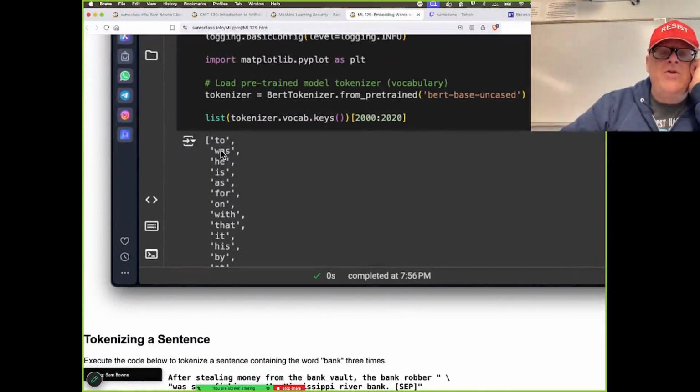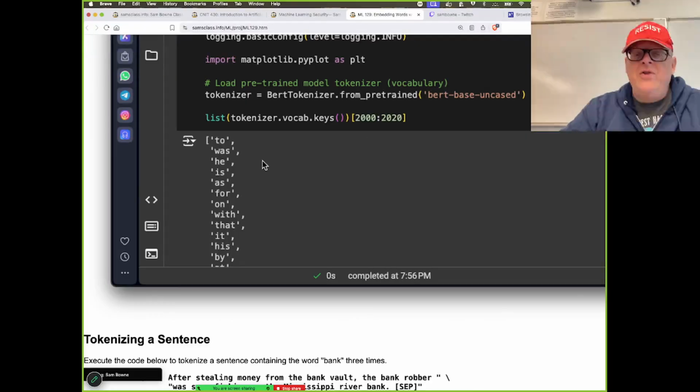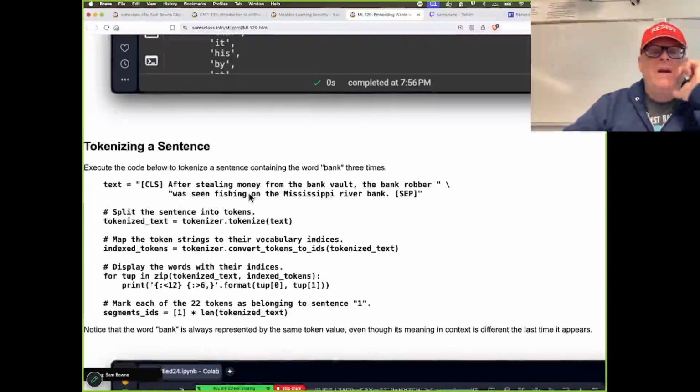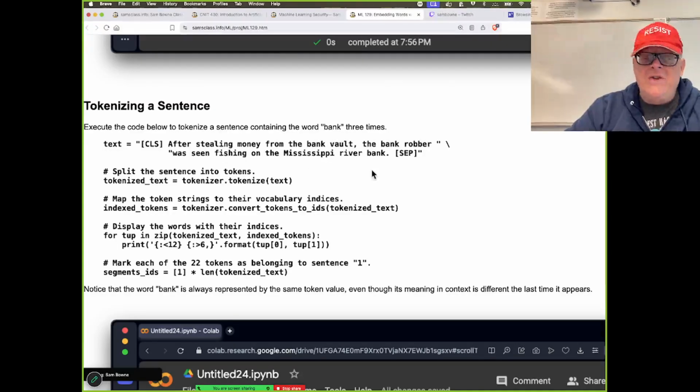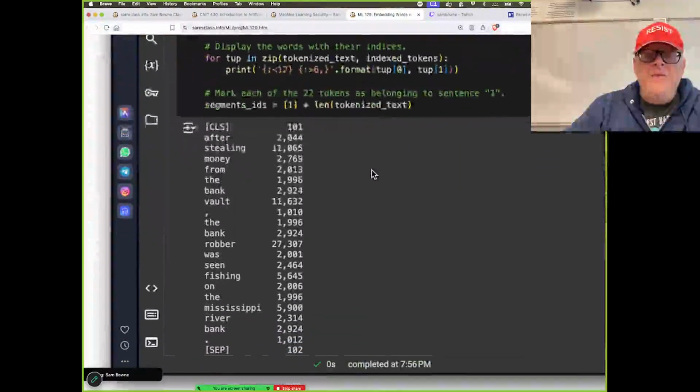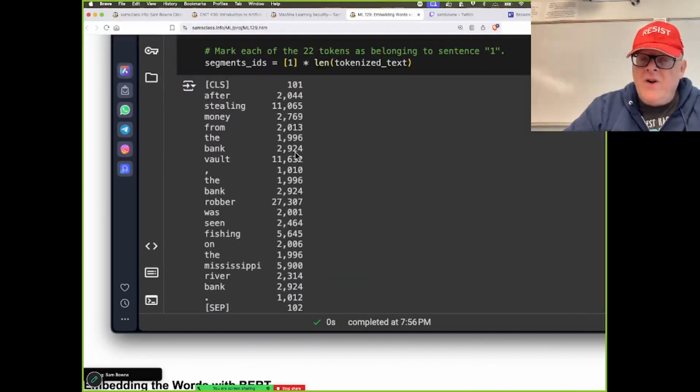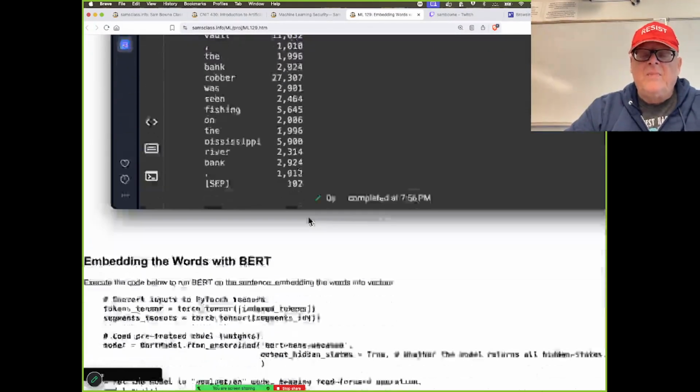So you can, for example, show some of the words, like here's from 2000 to 2020. Here's just some of the words it knows. And as you can see, it knows a lot of English words. So now we can tokenize a sentence. After stealing money from the bank vault, the bank robber was seen fishing on the Mississippi River bank. Now the word bank appears 3 times in this sentence. And if you look at it, when it's tokenized, it gives it a number, 2924, and every time bank appears, it's 2924. So that's a start.